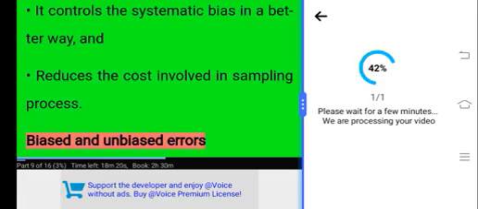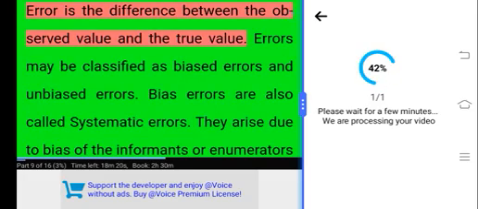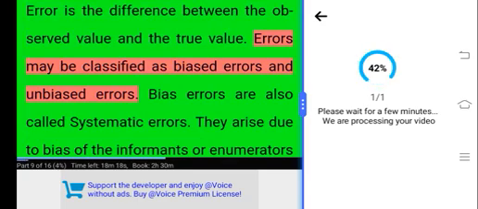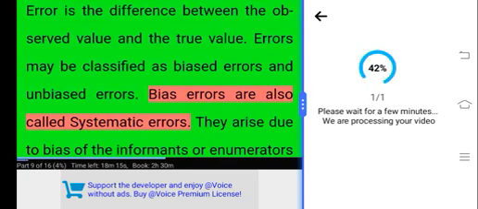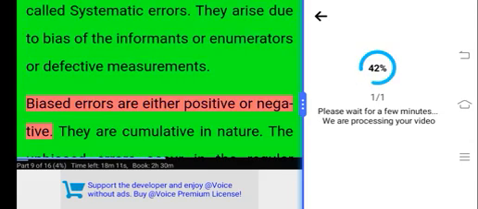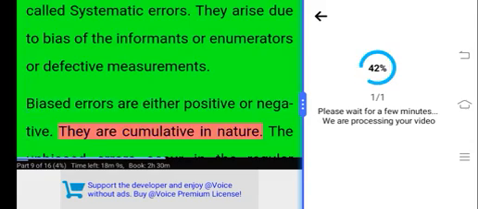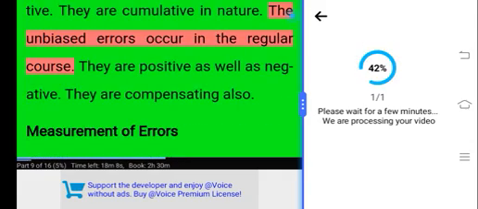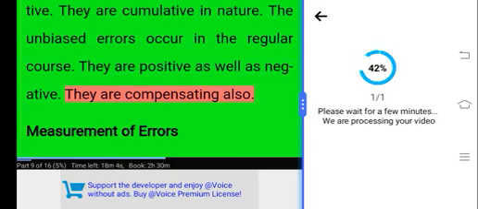Biased and unbiased errors. Error is the difference between the observed value and the true value. Errors may be classified as biased errors and unbiased errors. Biased errors are also called systematic errors. They arise due to bias of the informants or enumerators or defective measurements. Biased errors are either positive or negative. They are cumulative in nature. The unbiased errors occur in the regular course. They are positive as well as negative. They are compensating also.